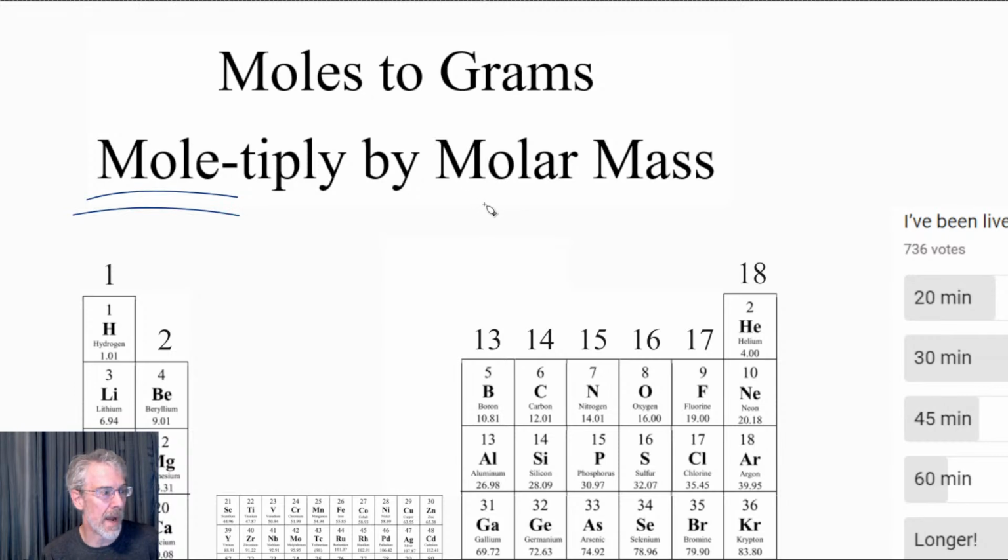Multiply by the molar mass. And this works really well. If you remember this, you go from moles to grams, you multiply by the molar mass. If you go from moles to, say, liters, you would multiply by 22.4. Moles to molecules, you multiply by Avogadro's number. So remember that mnemonic, and let's do some problems.